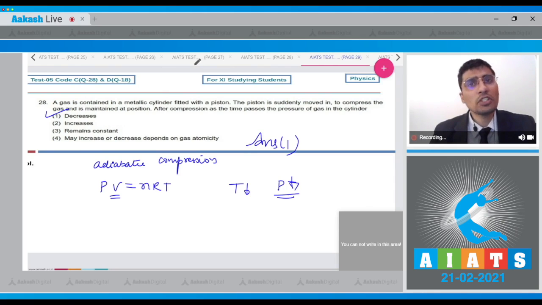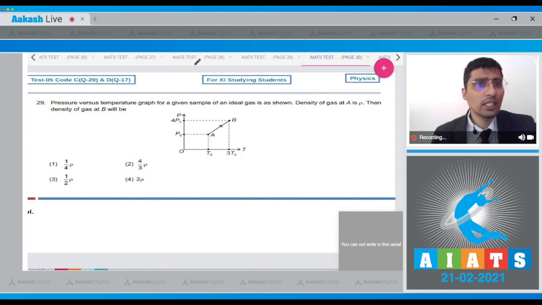Now let us move to question 29. In question 29, the pressure versus temperature graph for a given sample of an ideal gas is as shown in the figure. The density of gas at A is rho, then the density of gas at B will be? Now dear student, as per the ideal gas equation, we can also write that P will be equal to rho RT by capital M, where M is the molar mass.